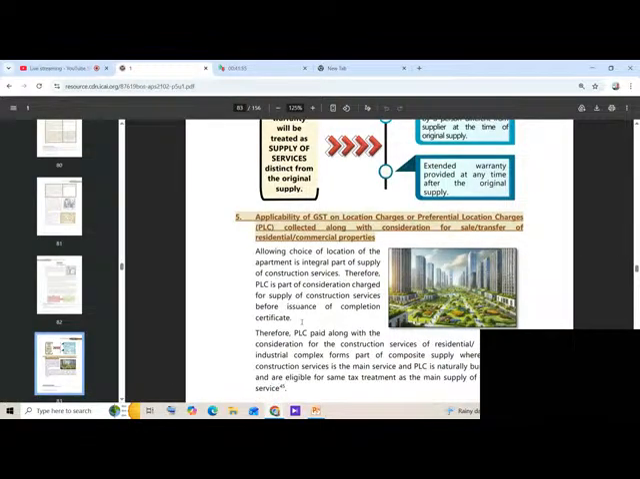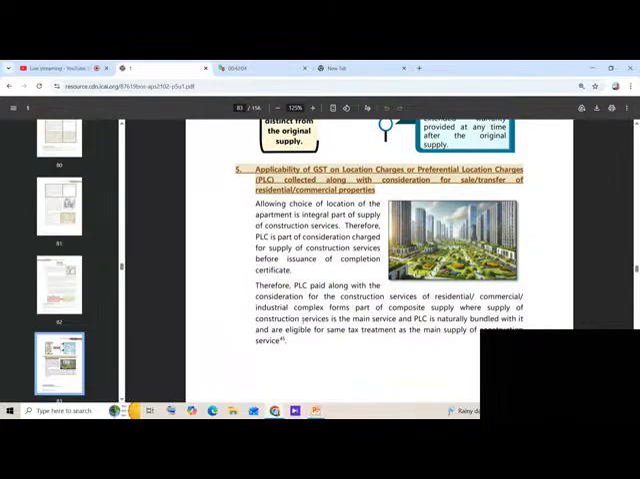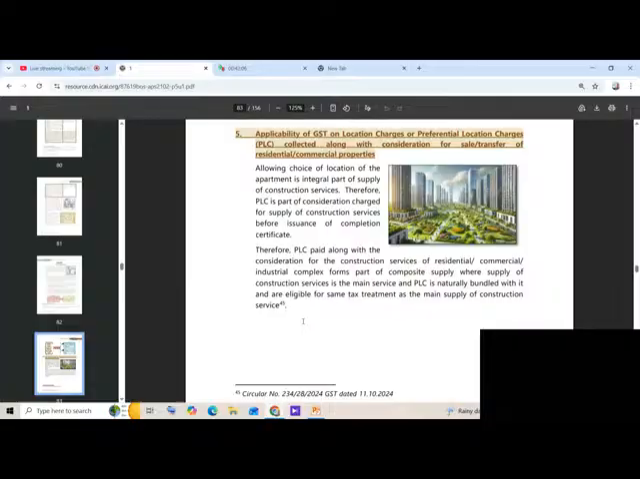Applicability of GST on location charges or preferential location charges (PLC) collected along with consideration for sale or transfer of residential or commercial properties. Allowing choice of location of the apartment is an integral part of supply of construction services. Therefore, PLC is part of consideration charged for supply of construction services before issuance of completion certificate.